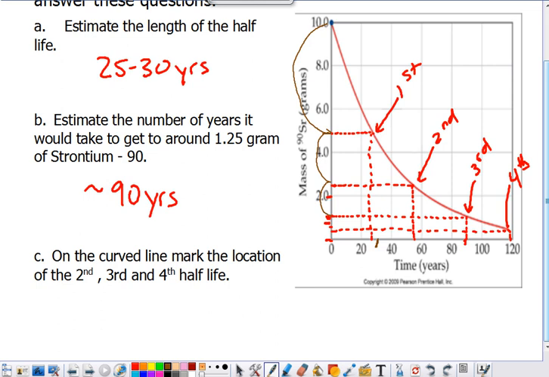You got periodic tables and calculators? Let's go. Periodic tables and calculators.